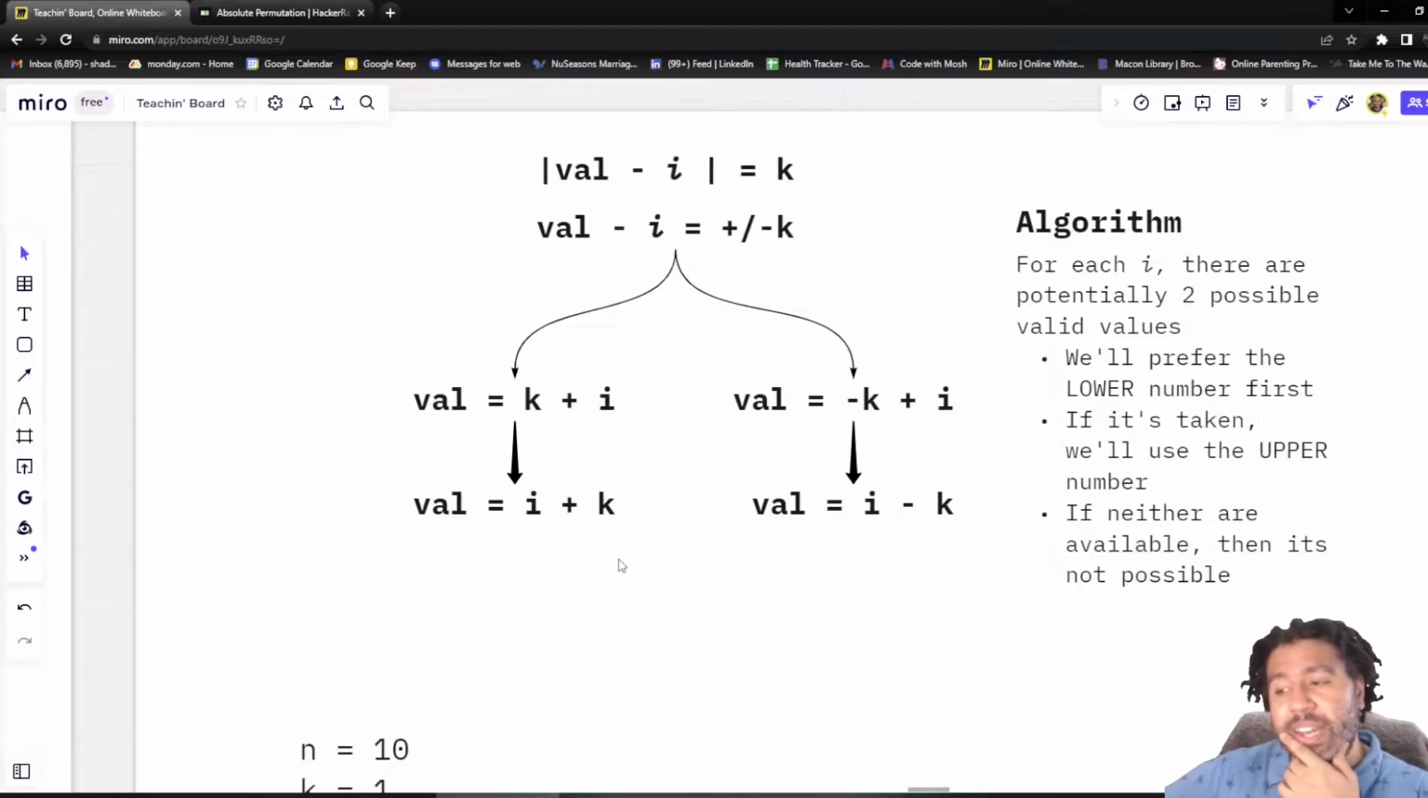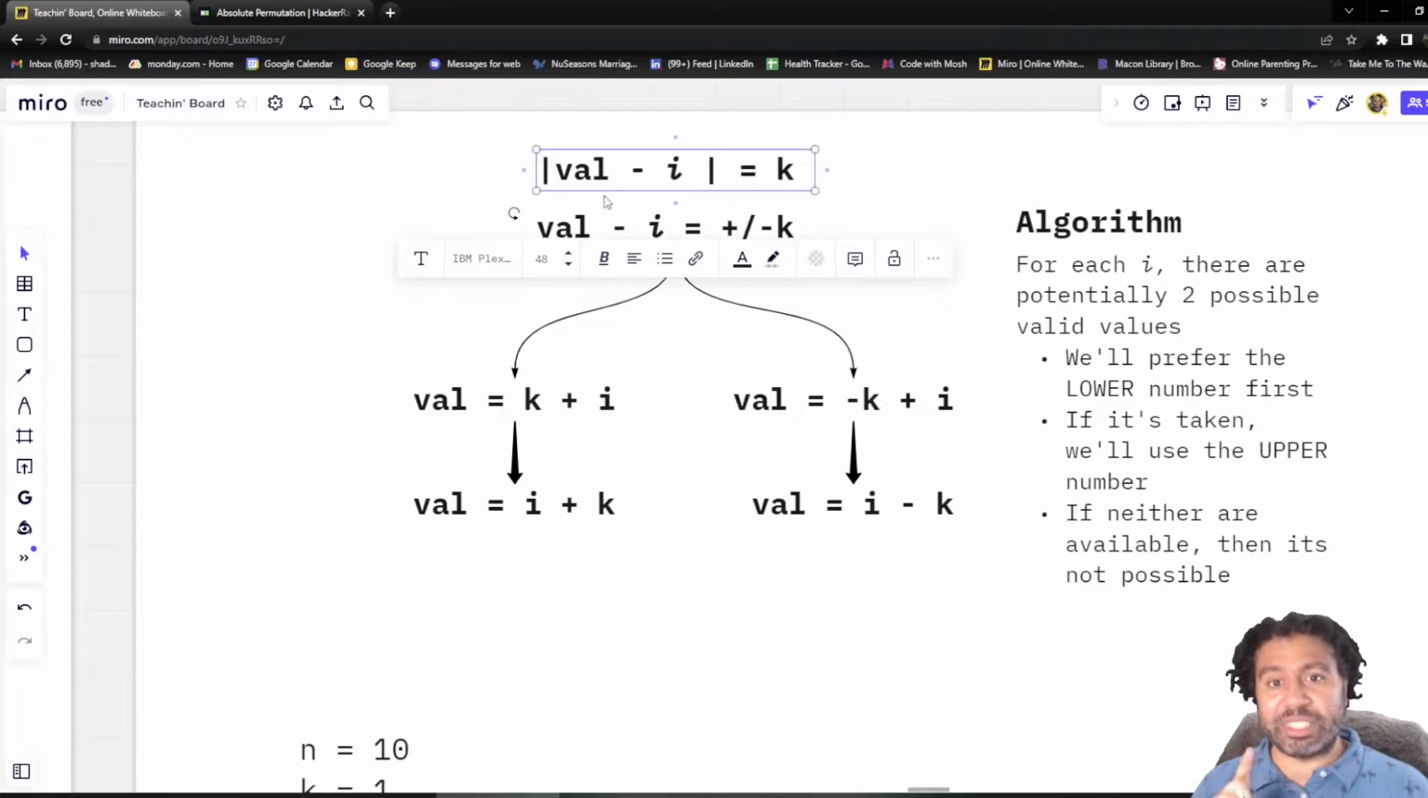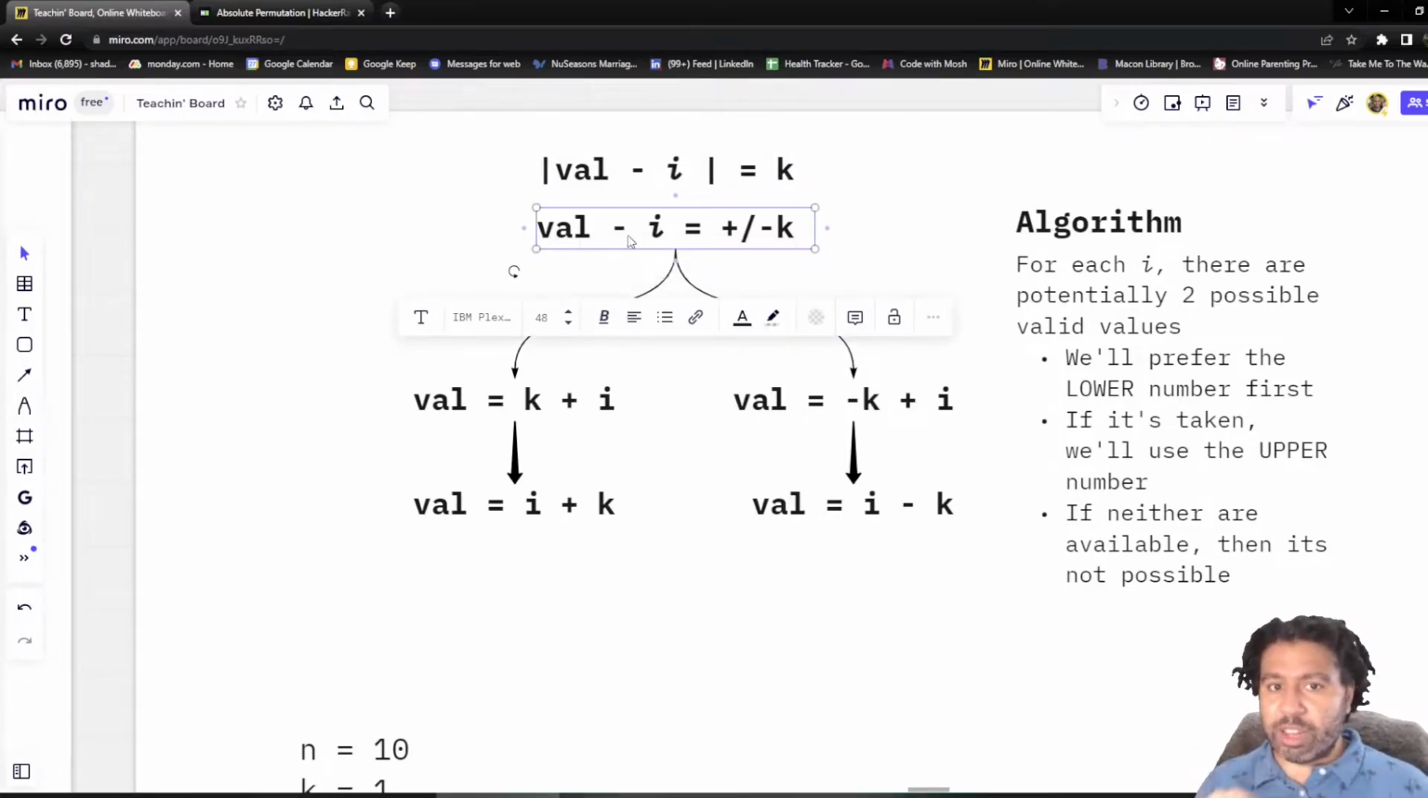Okay, so the trick here is understanding that each index has two possible values that it could capture. So here's what the math looks like. I'm not the best at math, so this is my very naive understanding. But if I take the equation they gave us, which is the absolute value of the value minus i equals k, then the value minus i equals positive or negative k.